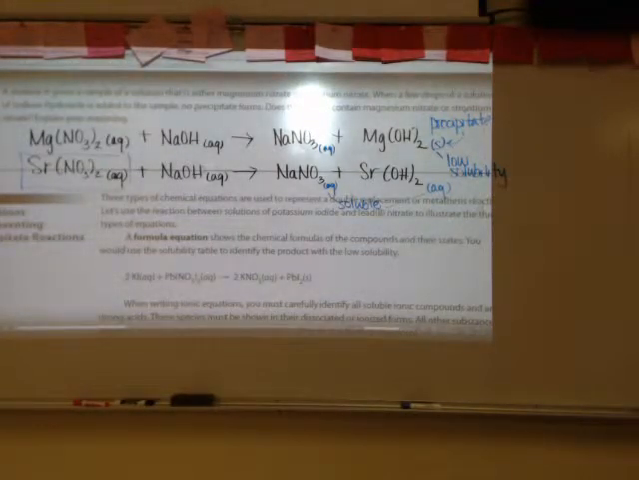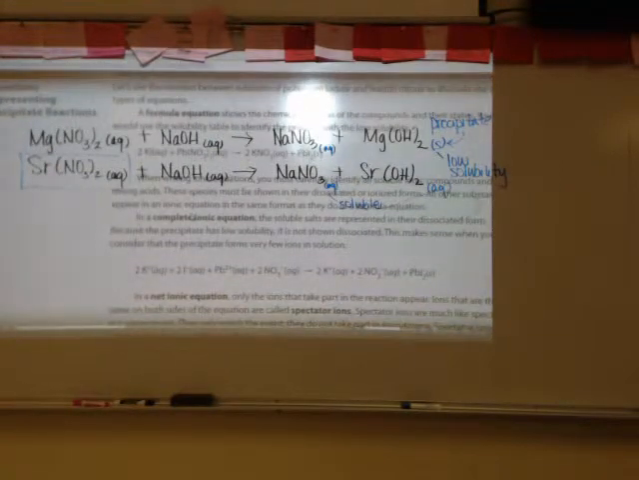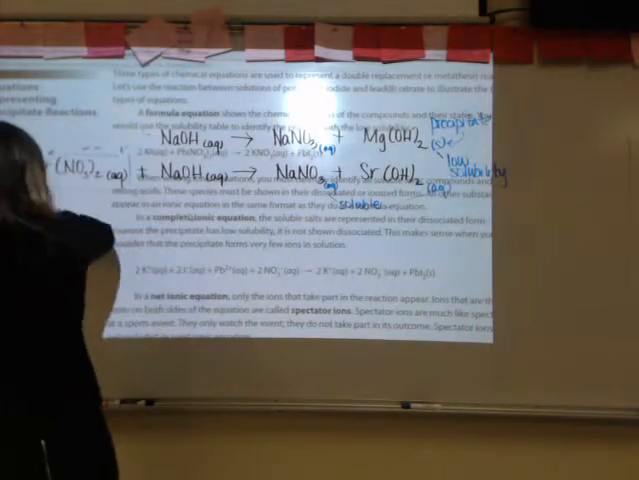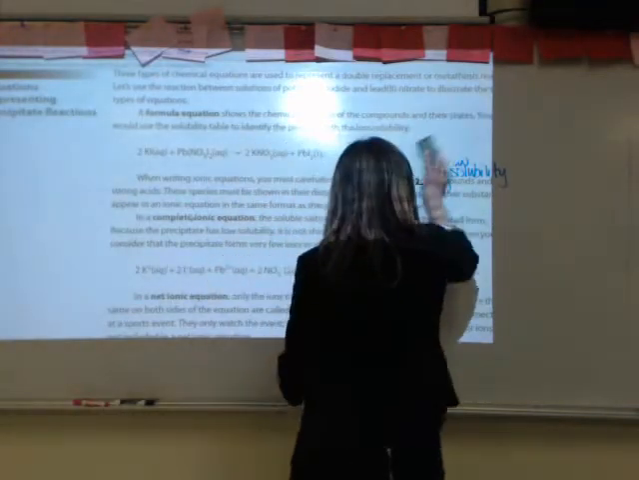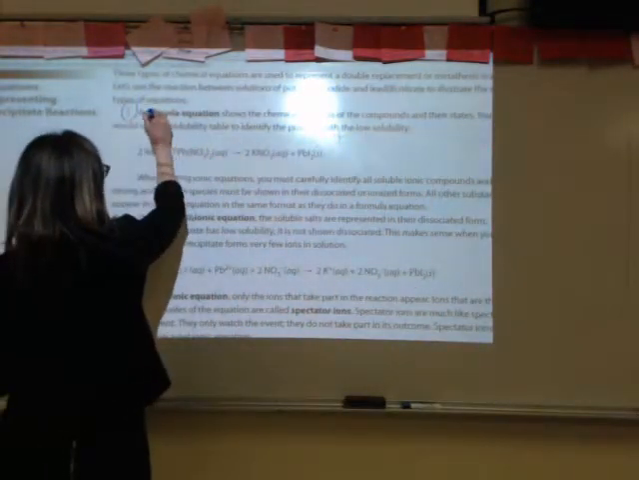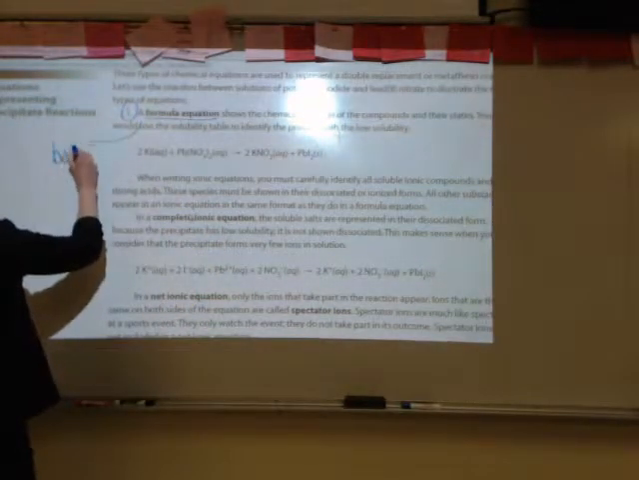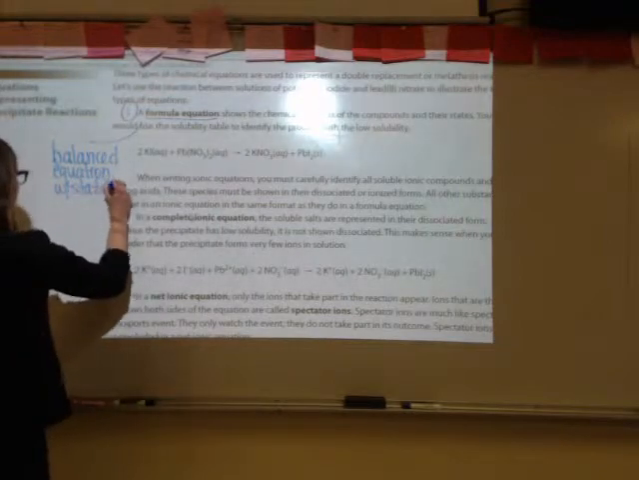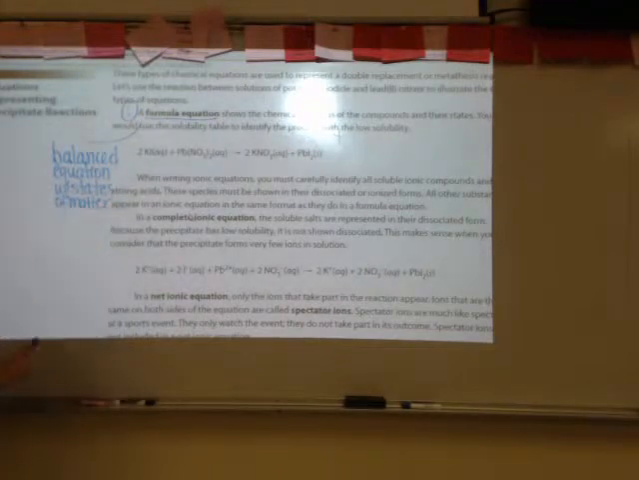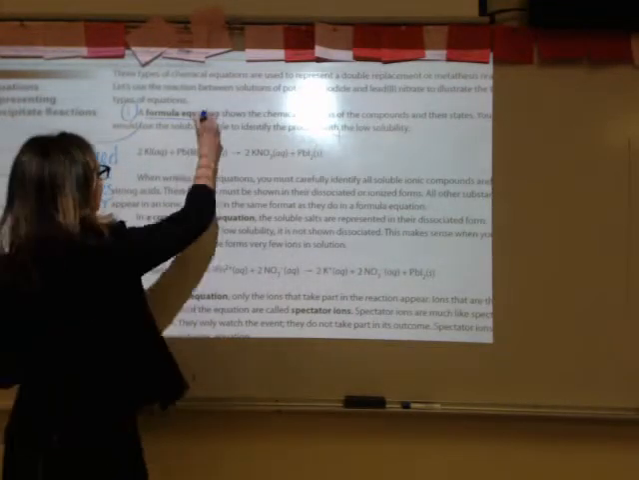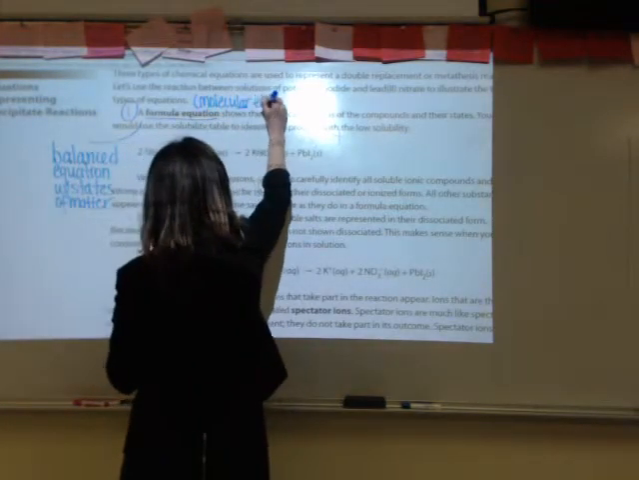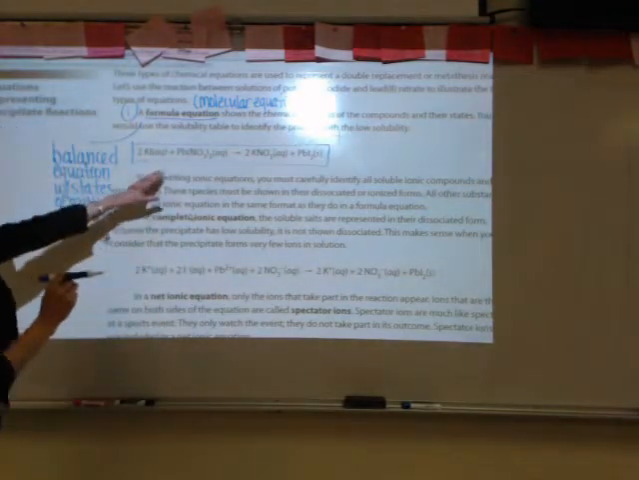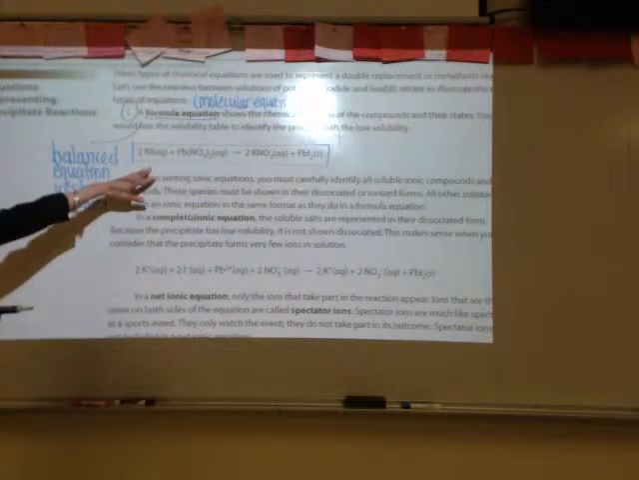Okay, so I'm going to spend the rest of class focusing on how to represent a precipitation reaction in solution. There are 3 different ways to represent it. The first is with a formula equation. This is simply a balanced equation with the states of matter. Sometimes they call the formula equation the molecular equation. So this here is an example of a formula or molecular equation. It's balanced. I have the states of matter for everything, okay?